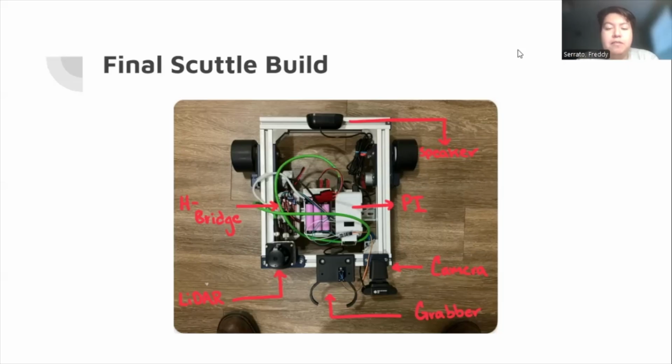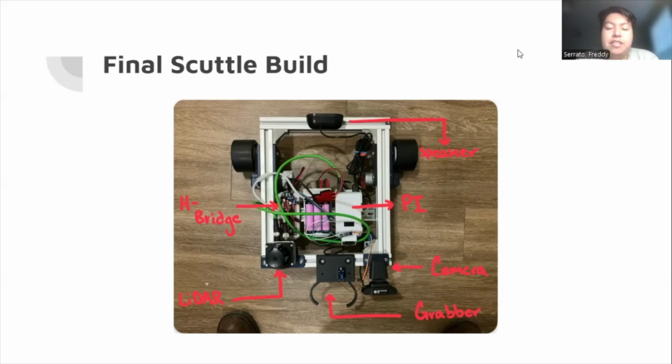This is our final scuttle build/design. Here you can see where every component is located along with their corresponding labels. Each component is important and is vital to the operation of the project. The speaker is used for audio output when given a specific audio input. The H-bridge connects the motors to the Pi to allow for precise control. The LiDAR is used for SLAM and obstacle detection.